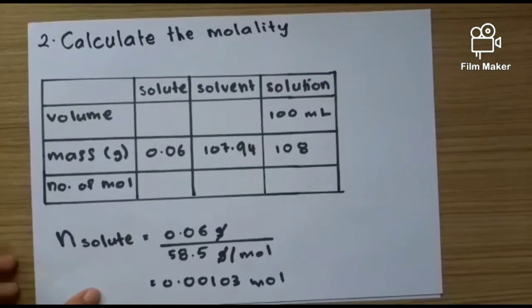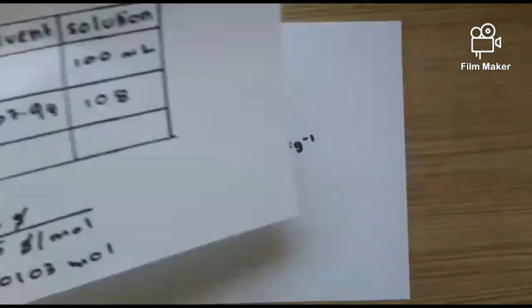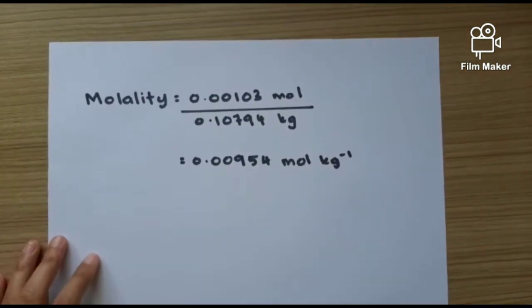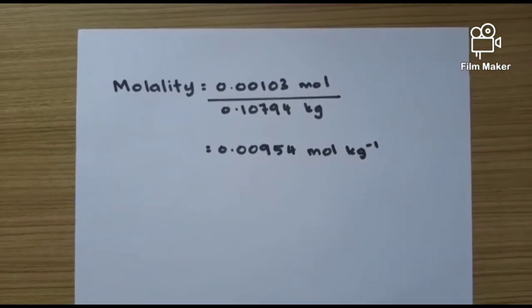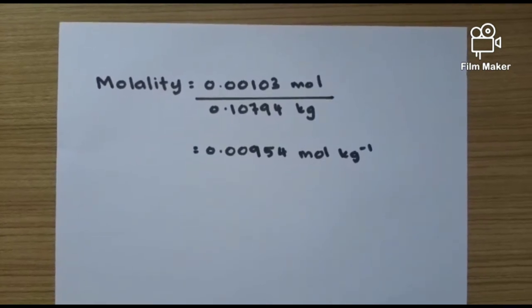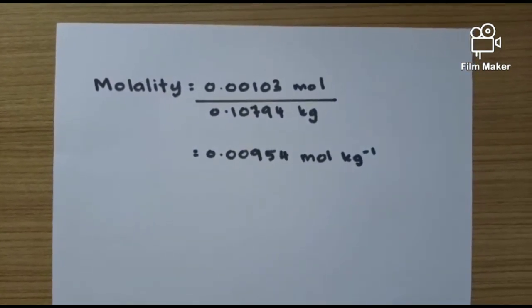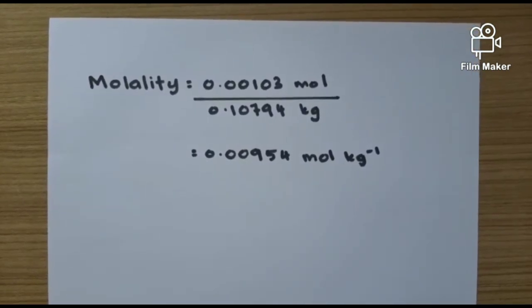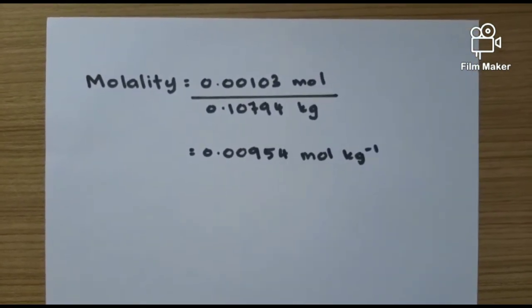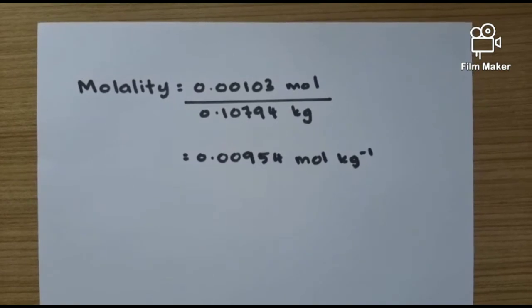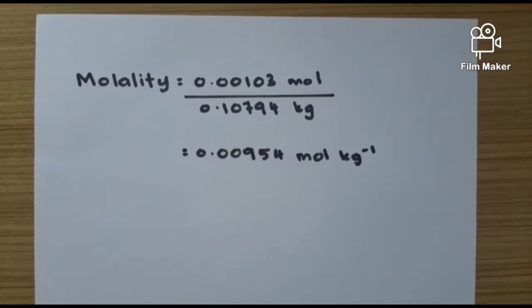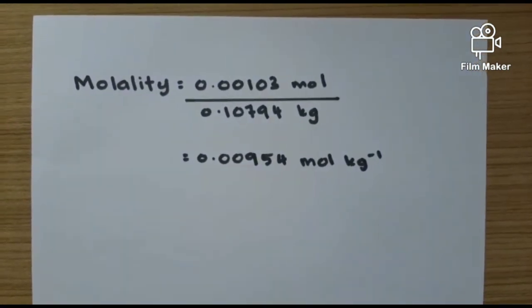0.00103 mole. After that, we can find the molality, which is the mole of solute divided with the mass of solvent that already changed to kilogram, and then we will get the answer 0.00954 mole kilogram^-1.